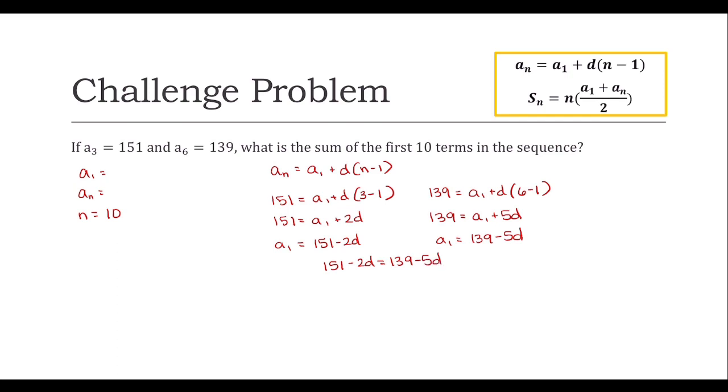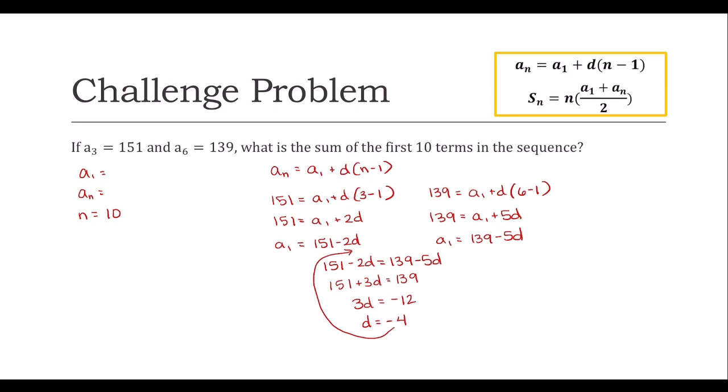We'll add 5D to both sides, so we get 151 plus 3D equals 139. And then we'll subtract 151 from both sides. So we get 3D equals negative 12. When we divide by 3, we get D equals negative 4. So we have a common difference of negative 4, which then we can plug back in to one of the equations to figure out what A sub 1 is.